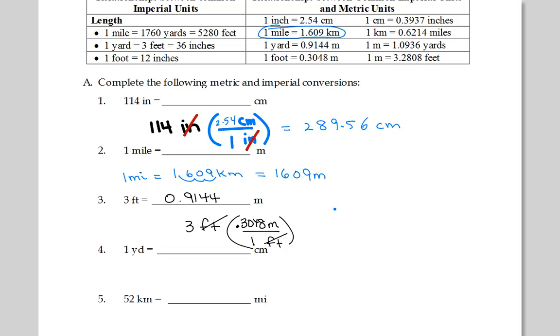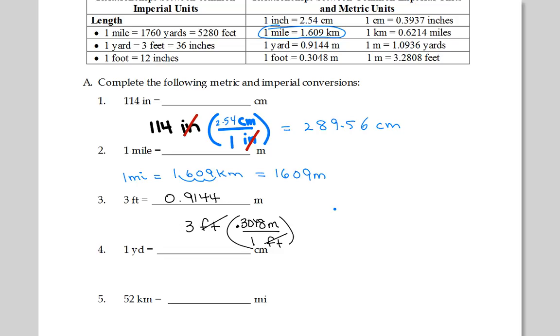Just a quick word. What is 3 feet in imperial? 3 feet is 1 yard. And look at 1 yard: 0.9144. So it looks good. 1 yard, 0.9144. Also 3 feet is 1 yard.